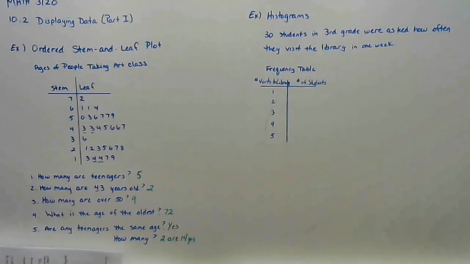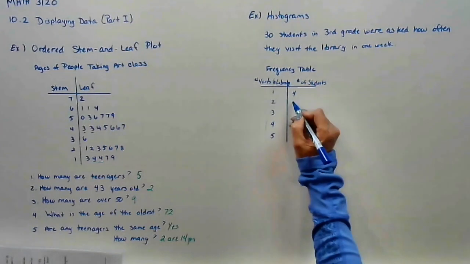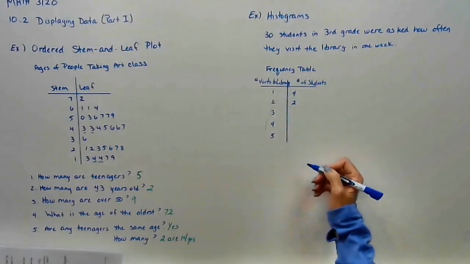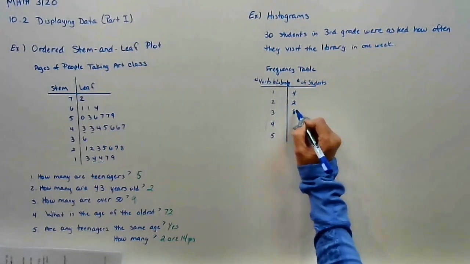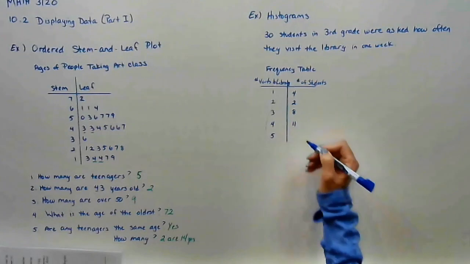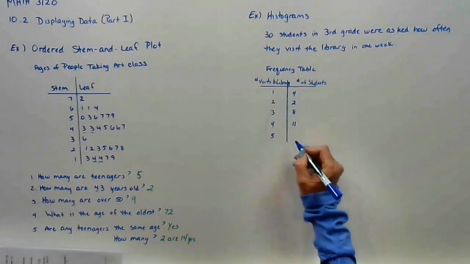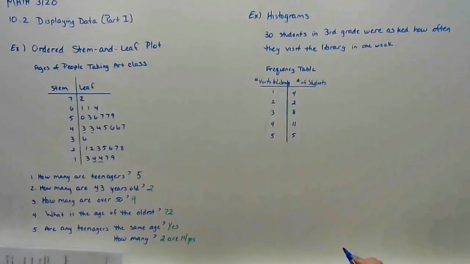The number of students that only visited the library 1 time was 4 students. And then we had 2 students that visited twice. 8 students that went to the library during free time 3 times during the week. Well done. We had 11 visit the library 4 times, and we had 5 visit the library 5 times. So we have our frequency table. Let's turn that into a histogram.